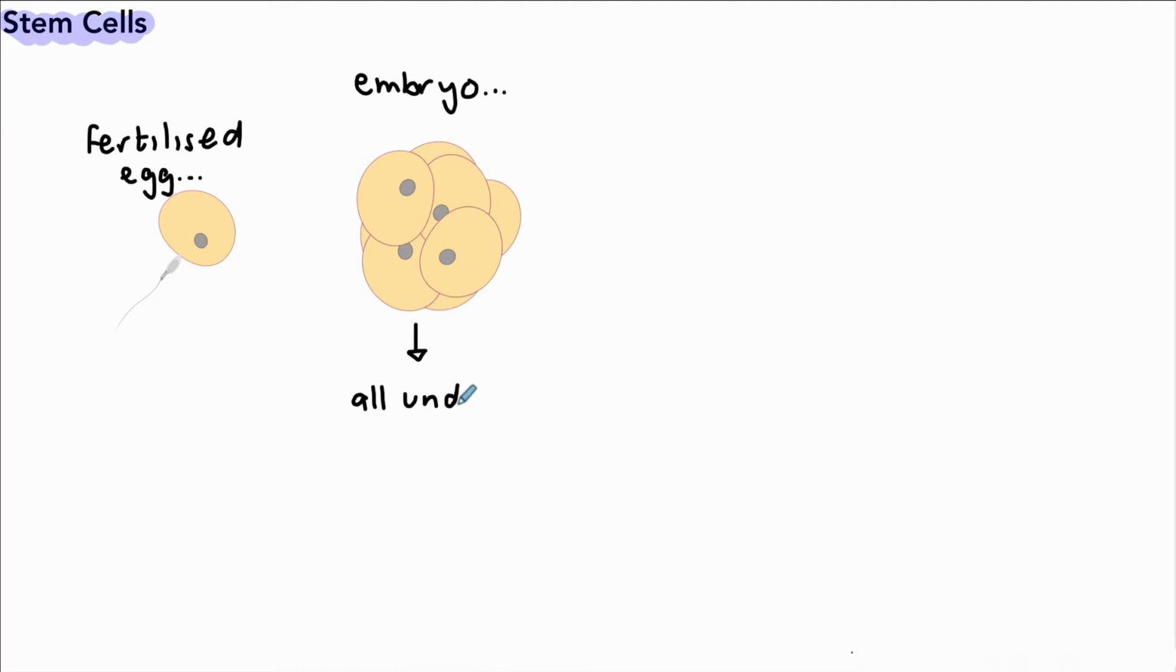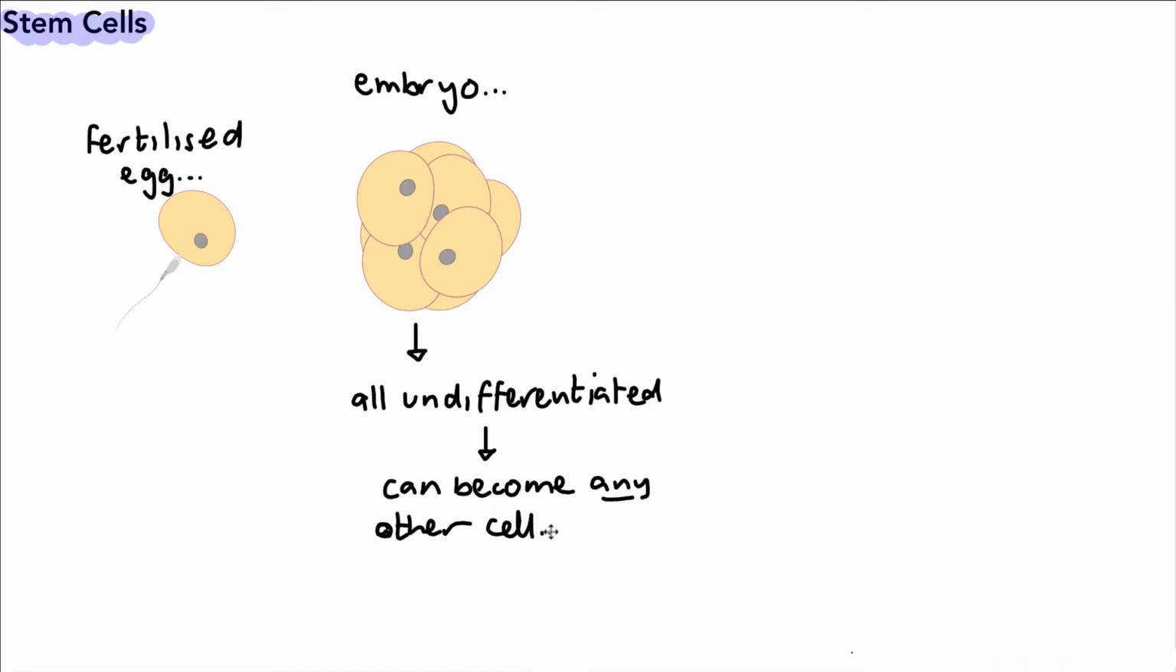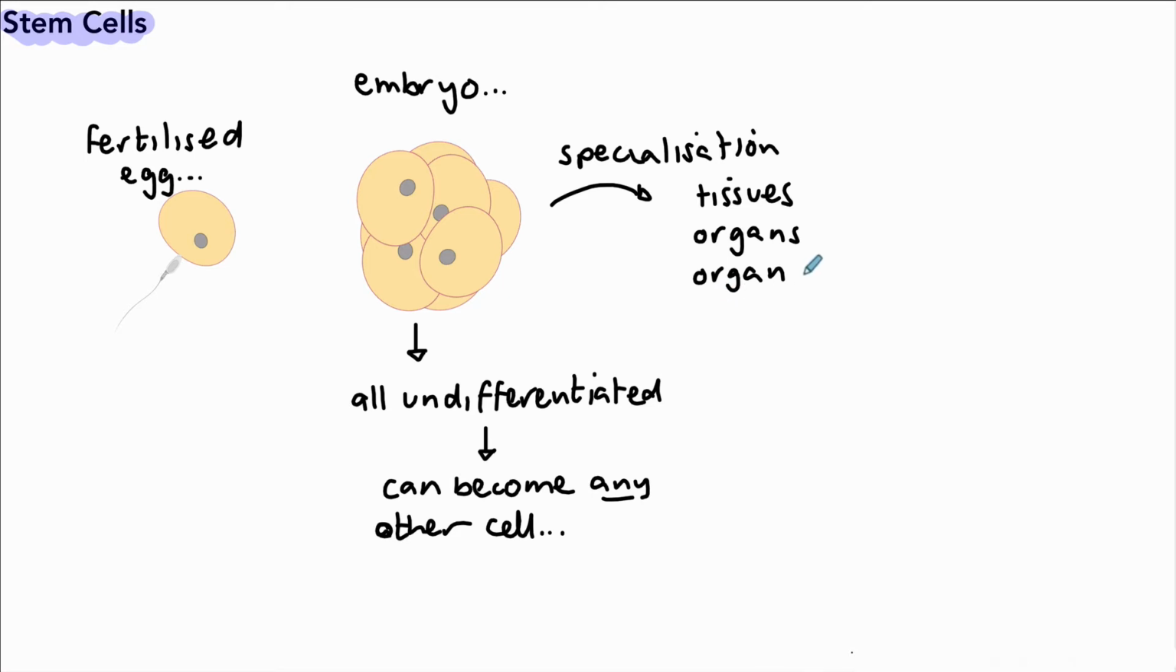And that ball of cells is what we describe as undifferentiated. All the cells in that ball of cells are undifferentiated, and we've looked at that in a previous video. But the key point here is that those undifferentiated cells can become any other type of cell. They can become any other cell that is needed or is going to be used in the body. Now, these cells, under a normal pregnancy, go through a period of specialization. And when they specialize, they make specialized tissues, organs, and organ systems, and those organ systems go on to make an individual.